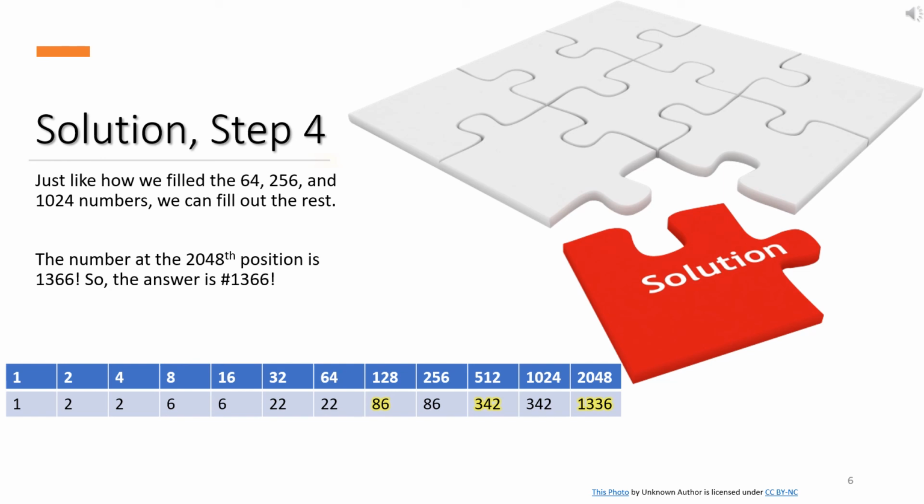Solution. Step 4. Just like how we filled in the 64, 256, and 1024 numbers, we can fill out the rest. The number at the 2048th position is 1366. So the answer is number 1366.